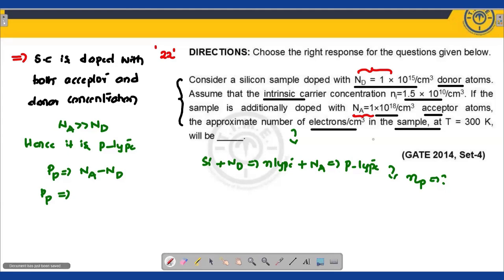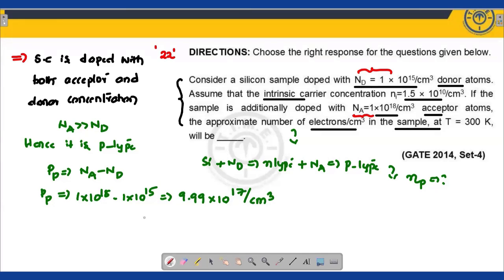Over here, this is 10 power 18 and this is 10 power 15. Then you are getting, my dear students, the value as 9.99 into... very important, this is the value I am getting, my dear students, in 10 power 17 per centimeter cube. You are getting this particular value over here.